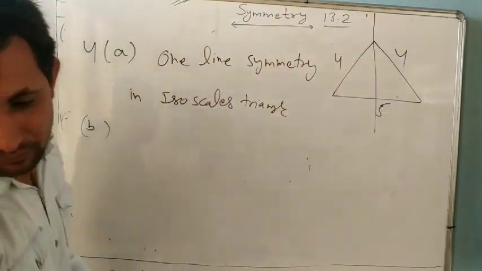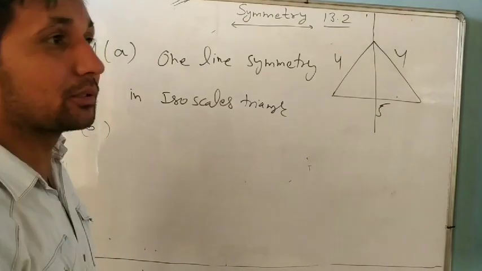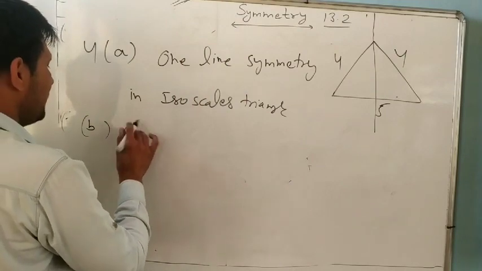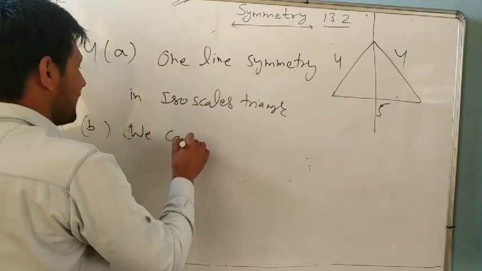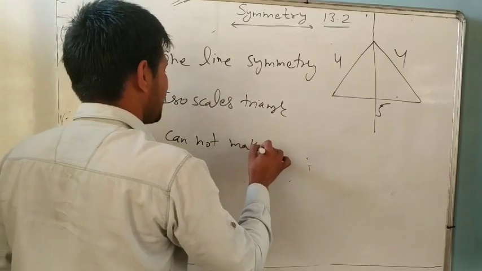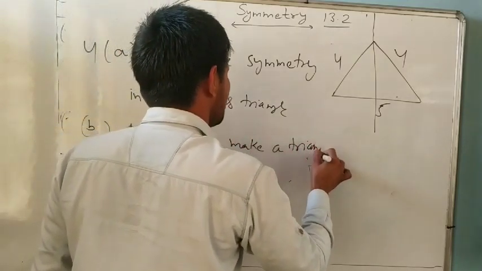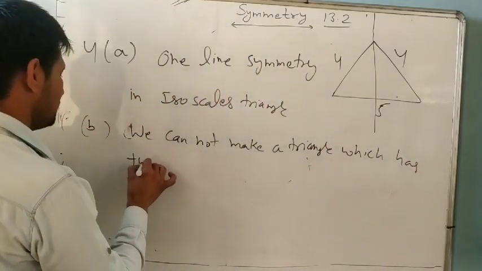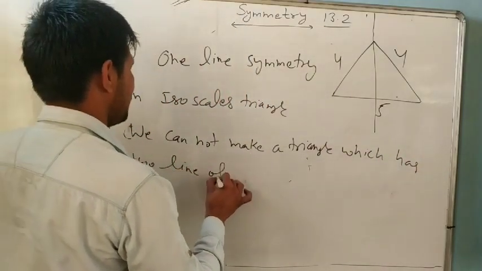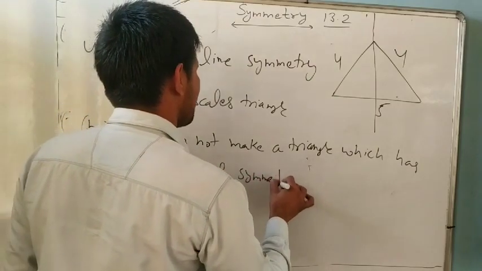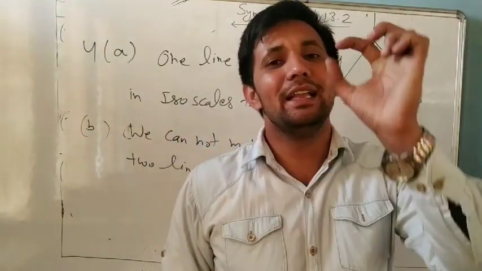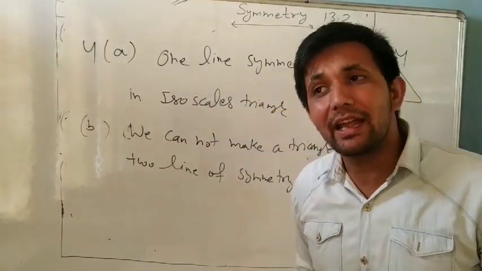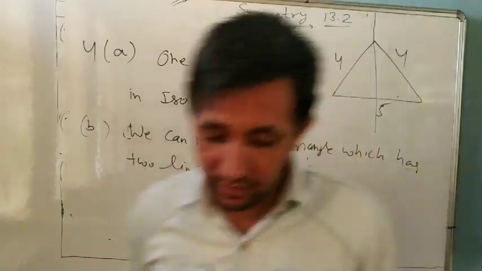B part, exactly 2 lines of symmetry. Can you make a triangle? You can write that we cannot make a triangle which has 2 lines of symmetry, because everyone knows isosceles has 1, scalene has 0, and equilateral has 3. So there is no triangle with 2 lines of symmetry.